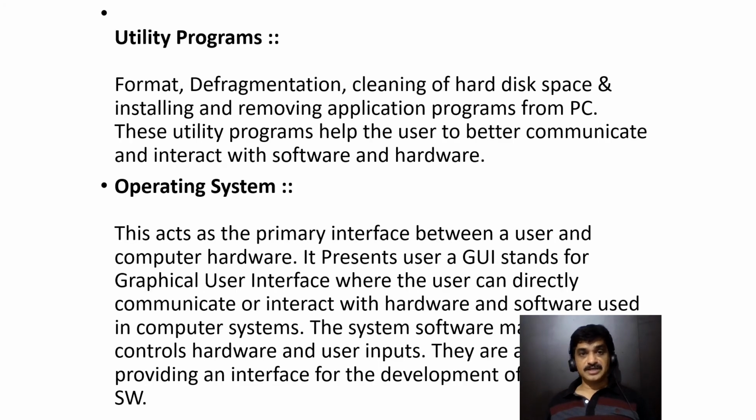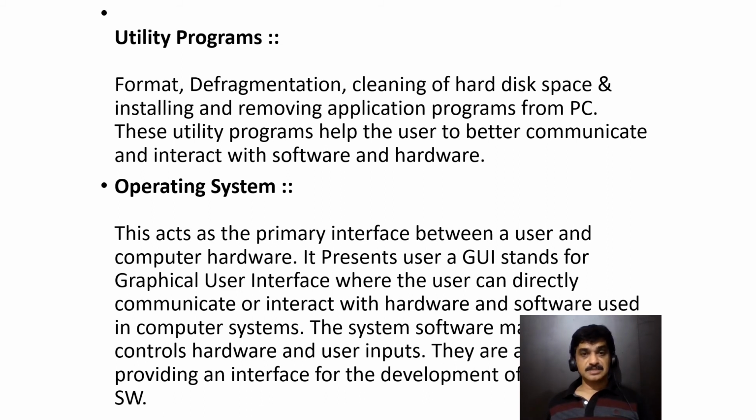Utility programs are format, defragmentation, cleaning of the hard disk space, installing and removing application programs from the PC. These utility programs help the user to better communicate and interact with the software and hardware. Formatting is removing everything from the computer. Defragmentation: if you purchase a hard disk, it shows C drive, D drive, E drive and all, right? So here fragmentation will be nullified, means defragmented. No fragments, no partitions will be there. Cleaning of hard disk. These are all the utility programs or utility softwares.